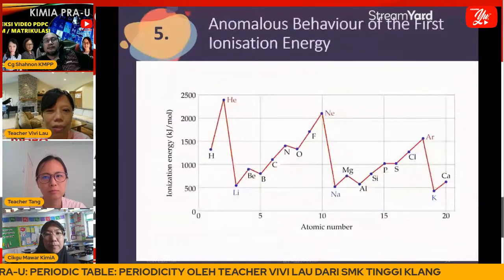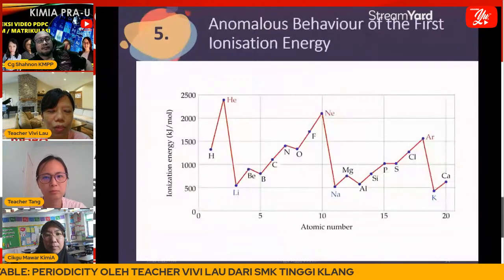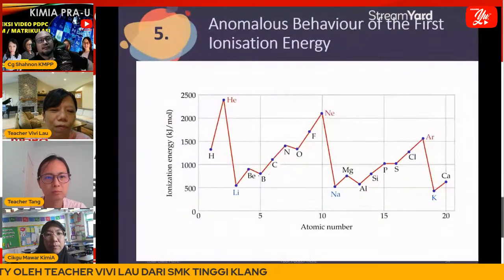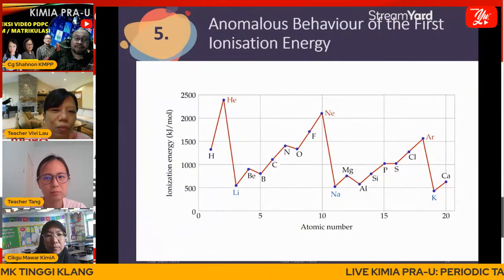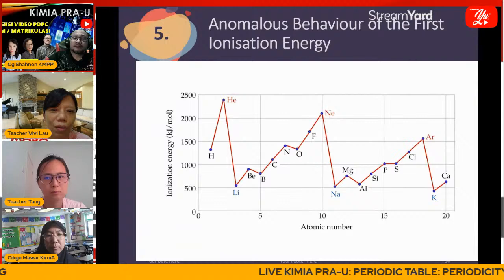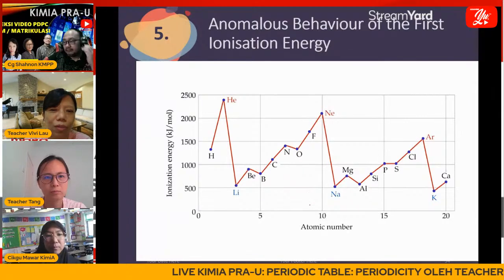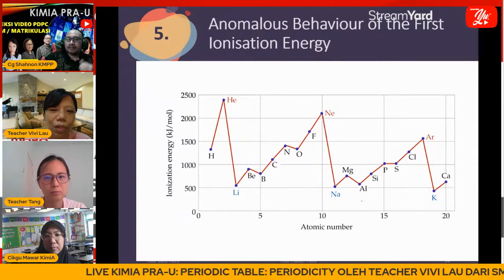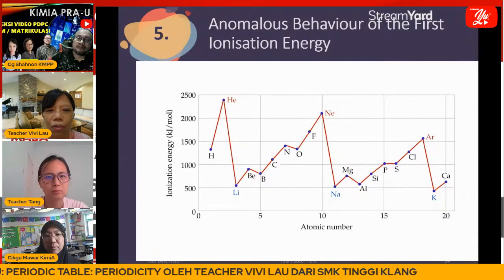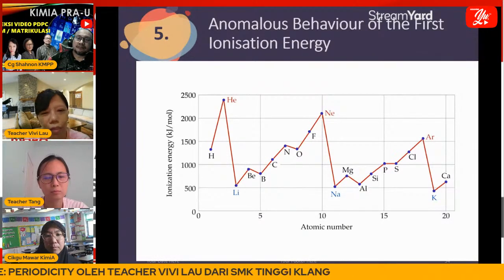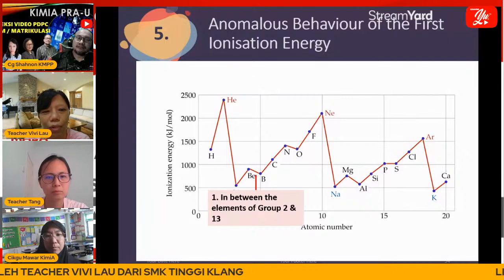Okay, so here we show the graph. So generally it increases, but we have some anomalous behavior. Boron lower than beryllium, nitrogen higher than oxygen, or magnesium higher than aluminum, then phosphorus higher than sulfur. So this one you discuss using the electronic configuration.